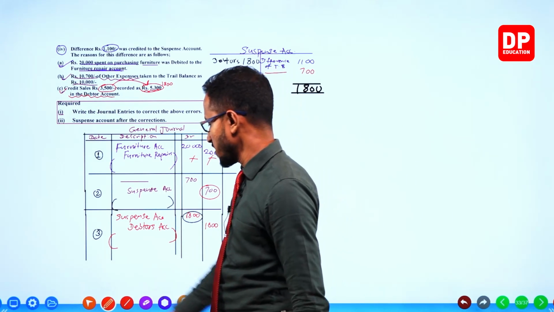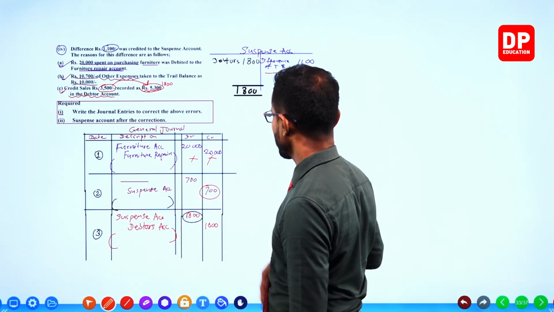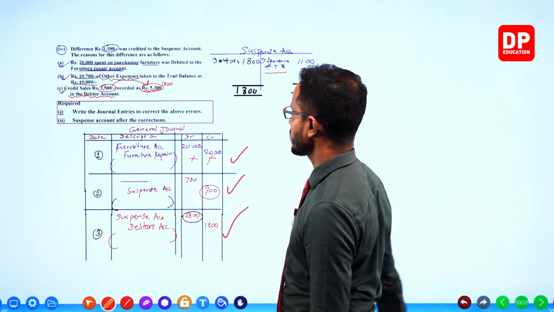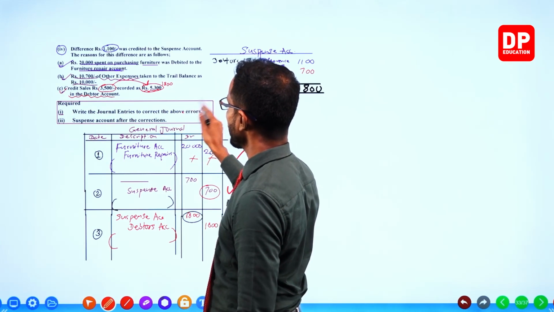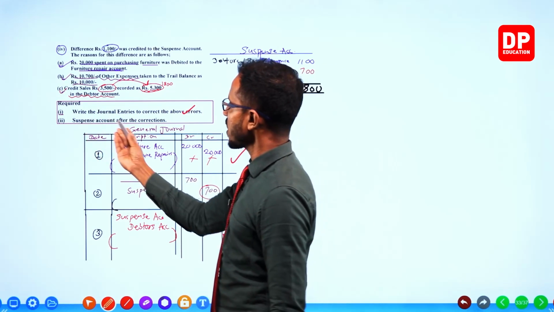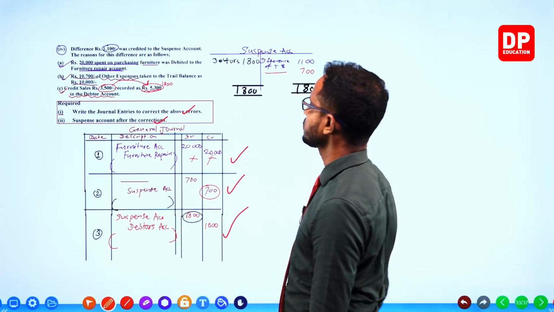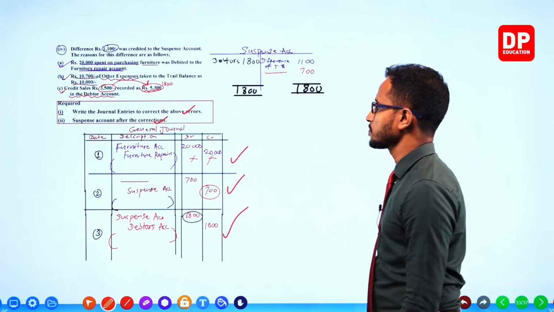You have the general journal here. All three errors are corrected. So write the journal entries to correct the above errors. Done. Suspense account after the corrections. Done. Finished.